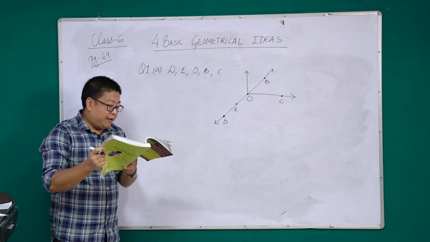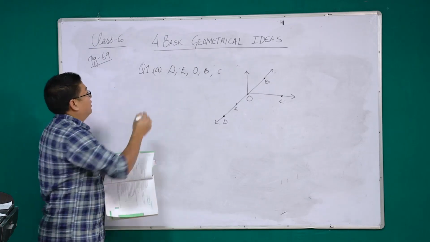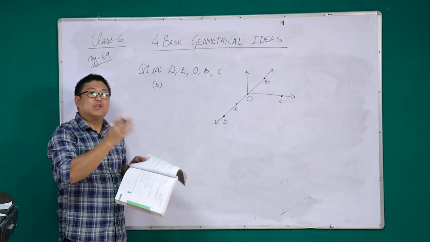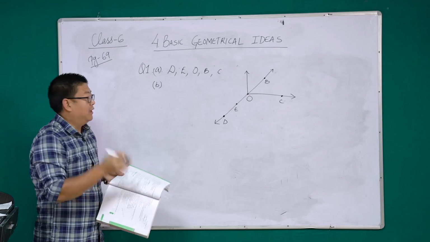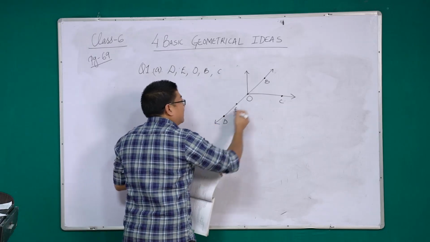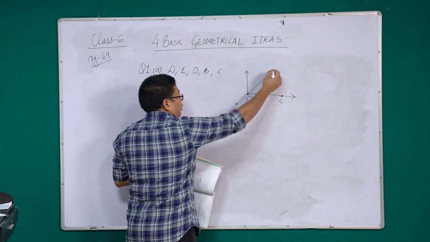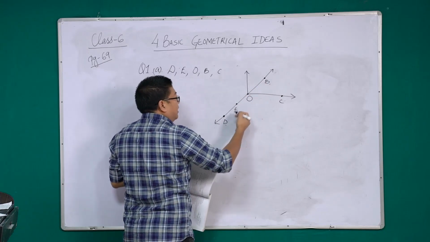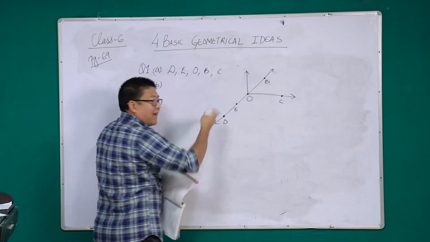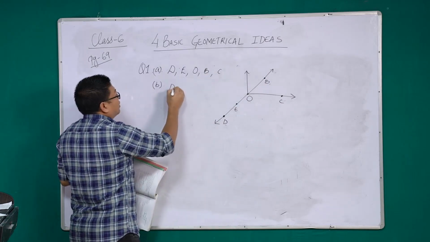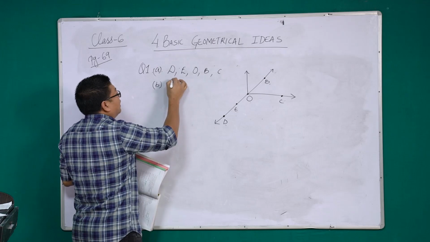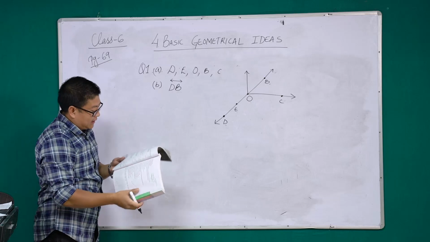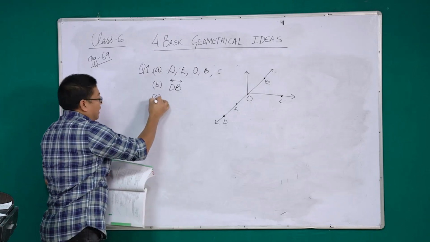Now, question number B, use the figure to name a line. A line means it will never end on both sides. They will run along in the straight path. So, if you look at this line, you can either call it DB, you can either call it DE, DO, because it is going endlessly. So, we will take in short line DB. This is one line, DB. It's extending endlessly.